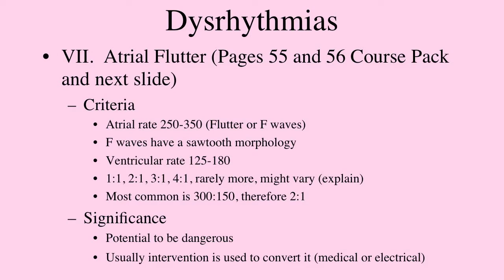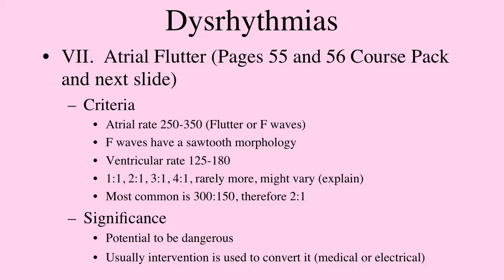The next one is called atrial flutter. Atrial flutter is interesting in that you don't have any P waves anymore. You have what are called flutter waves, or sometimes called F waves. And this is where the atria are not contracting, but they're just kind of flapping atria. And you get these flutter waves on the EKG.